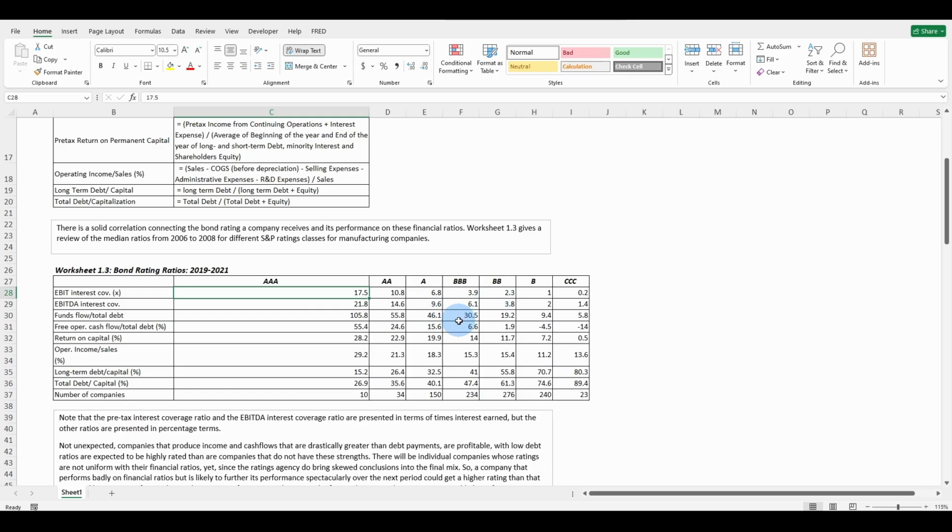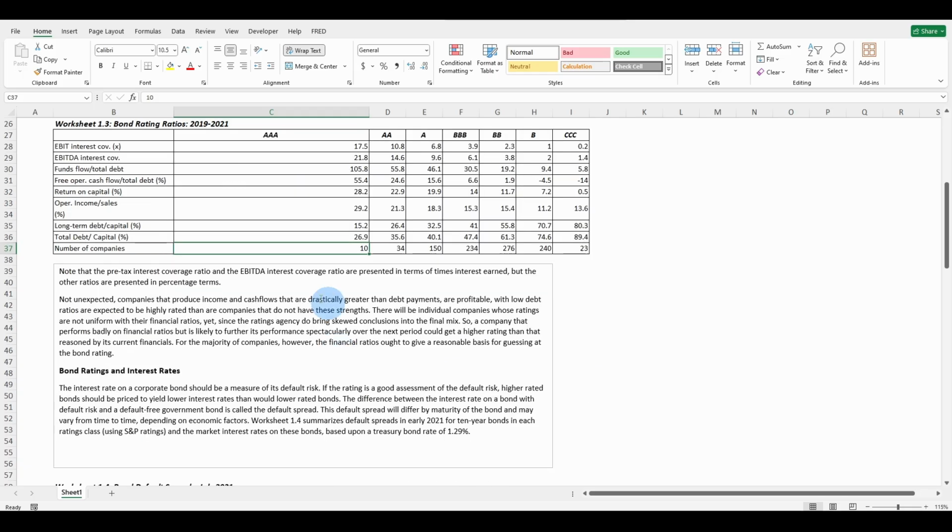I'm not a fixed income person, I'm an equity person. So I was just looking at the difference between here and here in terms of percentage. It's a magnitude of effect. I mean, it's huge. Note that the pre-tax interest coverage ratio and EBITDA interest coverage ratio are presented in terms of times interest earned. The other ratios are presented in percentage terms.